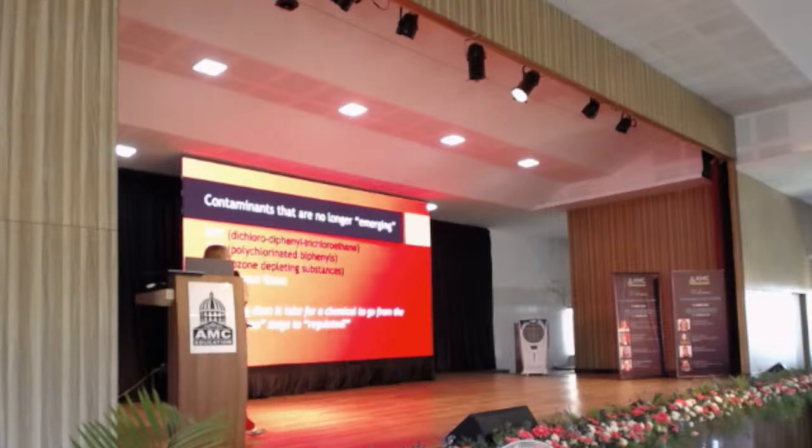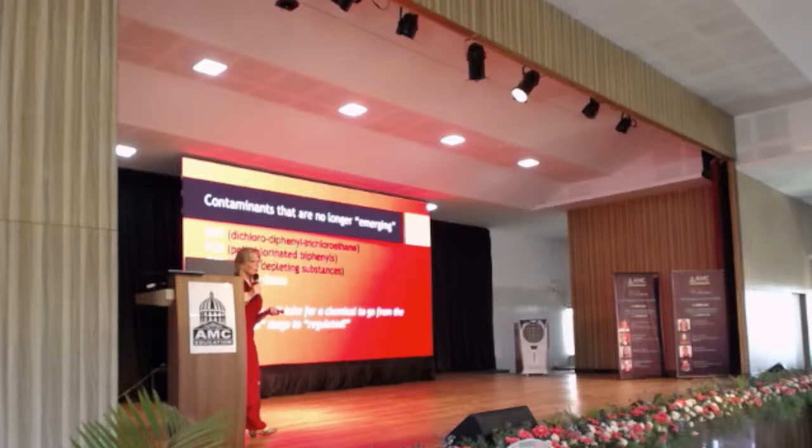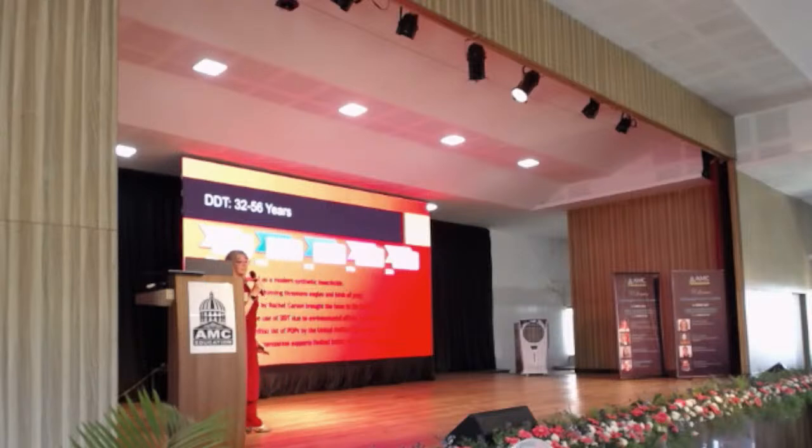So let me quickly go through some contaminants that are no longer emerging. We already know about them, and what I want you to pay attention to when I do these slides is the timeline. How long does it take for a chemical to go from, hey, we think there's a problem, to actual regulation? So DDT, 32 to 56 years. It was first manufactured in 1940. You'll find a lot of these chemicals were first manufactured in 1940 or first used commercially in 1940.